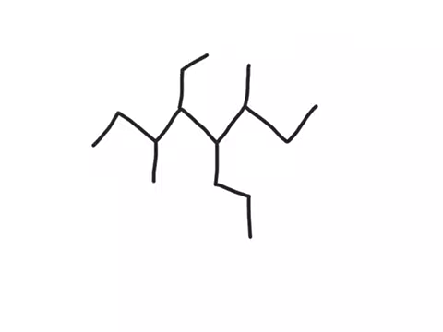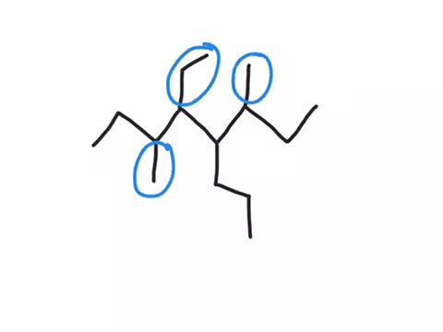Now we want to figure out what our branches are. So I'm going to circle all of our branches here in blue. These are alkyl chains coming off of our parent. We want to name all of these branches by how many carbons there are. So I'm going to start at the left. This is a 1-carbon branch, so this is a methyl branch.